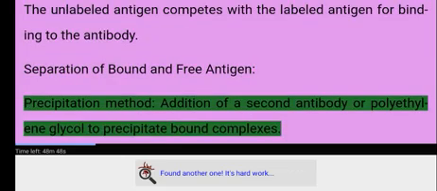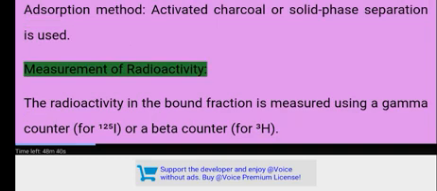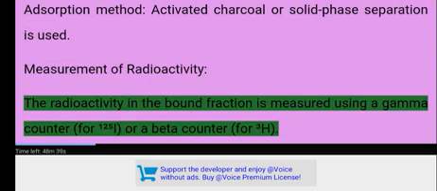The unlabeled antigen competes with the labeled antigen for binding to the antibody. Separation of bound and free antigen. Precipitation method. Addition of a second antibody or polyethylene glycol to precipitate bound complexes. Adsorption method. Activated charcoal or solid phase separation is used. Measurement of radioactivity. The radioactivity in the bound fraction is measured using a gamma counter for iodine-125 or a beta counter for tritium.